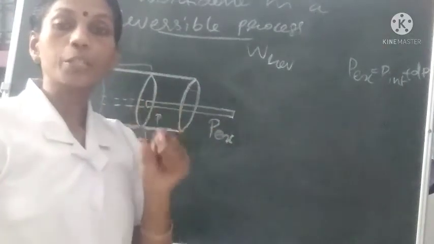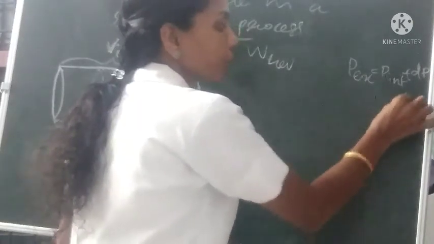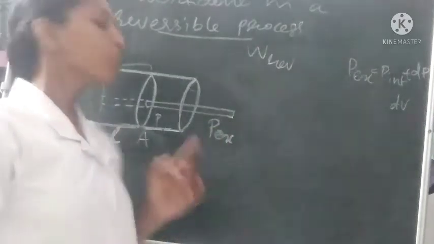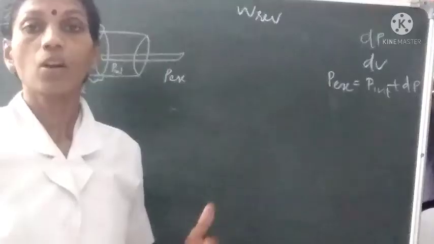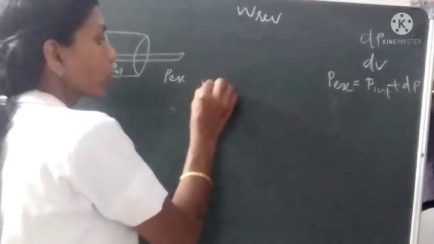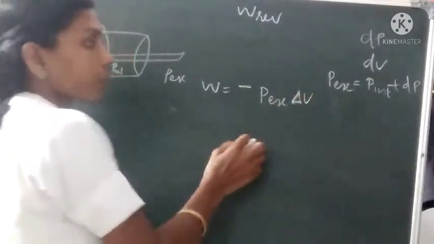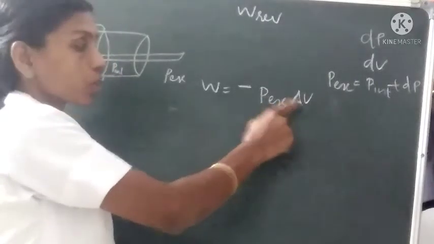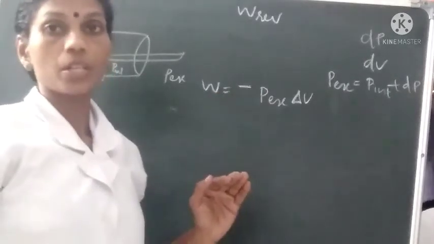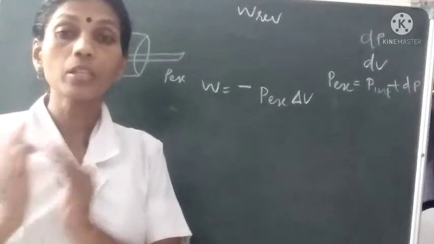As a result, it produces a small change in volume that we can write as dV. Like this, many steps will be there to reach this much distance. Already we have studied in the case of irreversible compression, the work done W is equal to minus Pex into delta V, where Pex is the external pressure and delta V is the change in volume due to this external pressure. Isn't it?